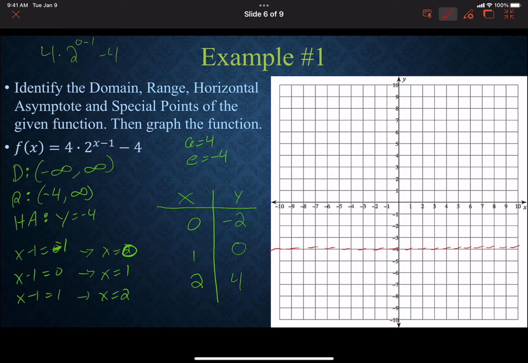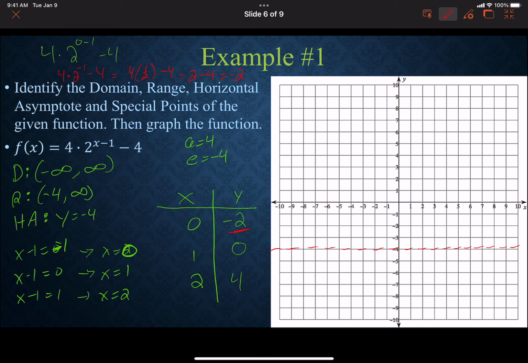And again, those are simple enough that even if we didn't have a calculator, we could do it by hand, because 0 minus 1 is negative 1. 2 to the negative first is 1/2. Half of 4 is 2. 2 minus 4 is negative 2. And there's our number right there. And we find the same thing plugging the other values into it.